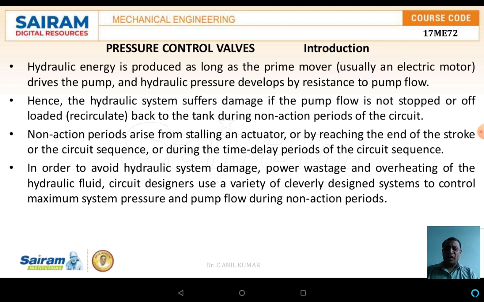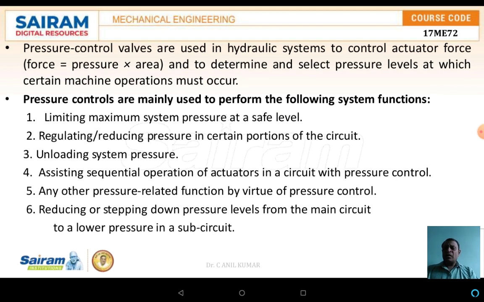In order to avoid hydraulic system damage, power wastage, as well as overheating of the hydraulic fluid, designers use a variety of clearly designed systems to control the maximum system pressure and the pump flow during the non-action periods. The pressure control valves are used in hydraulic systems to control the actuation forces, where force is equal to pressure times area, which determines and selects the pressure level at which a certain machine operates.